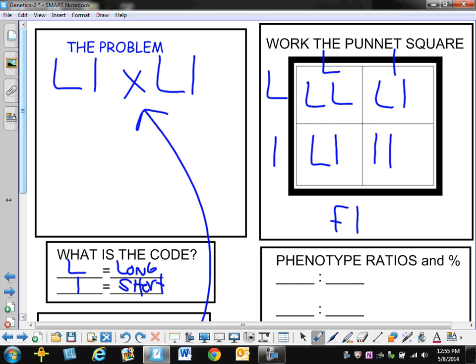F1. This stands for family 1 or offspring 1. Okay? So this is just our first set of babies we have from that first mating. So let's do our genotypes.